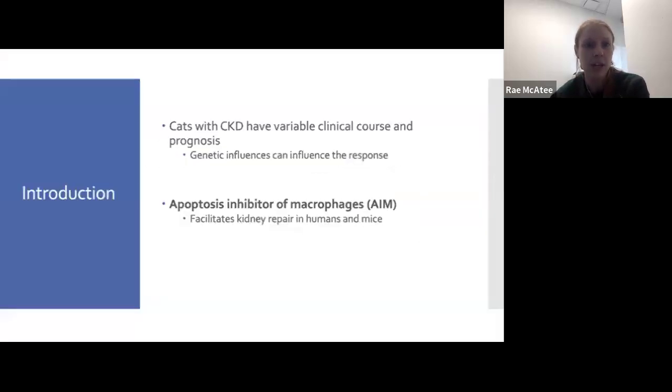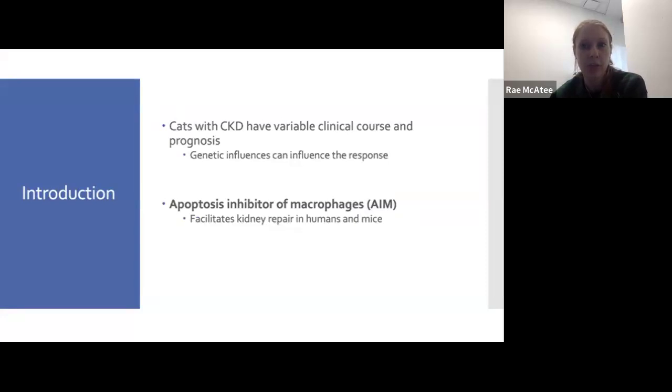And so in the introduction, they talk about the clinical course and prognosis in cats with CKD and how it's variable, that after an insult, just like we all know, they could have progressive loss of GFR or stable GFR or show improvement, and how genetic influences can influence that response.